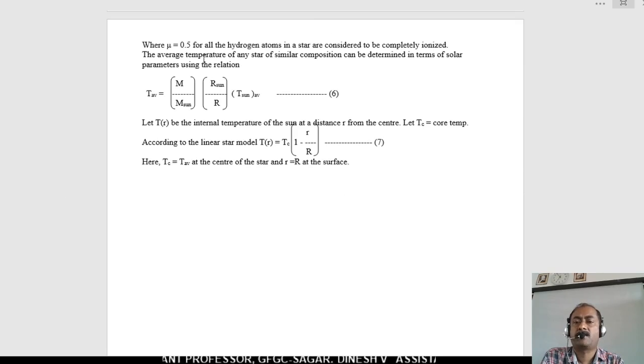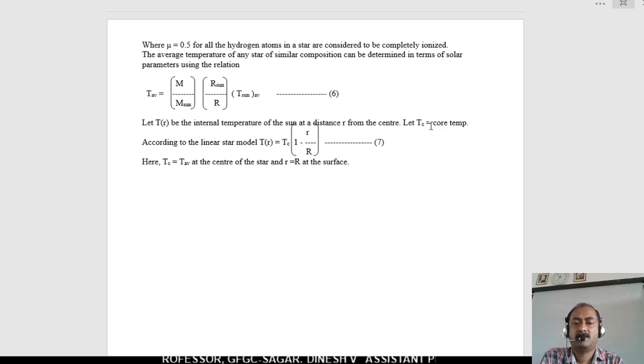In this way, the average temperature of any star of similar composition can be determined in terms of solar parameters using the relation: average temperature of stellar mass becomes M upon mass of the sun, that means solar mass, where M is the mass of the star, into R sun upon R, R sun meaning radius of the sun upon radius of the star, into the temperature of the sun, that means average temperature of the sun. This is equation 6.